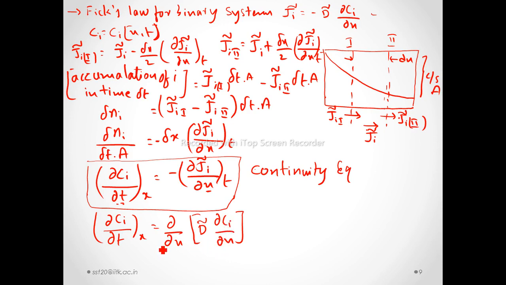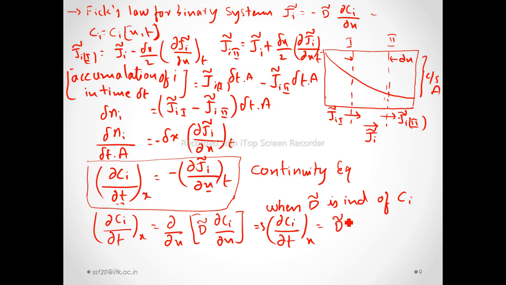And when d tilde is independent of ci, then this can be written as dou ci by dou t equal to d tilde into dou squared ci by dou x square with respect to time. And it's famously known as Fick's second law.